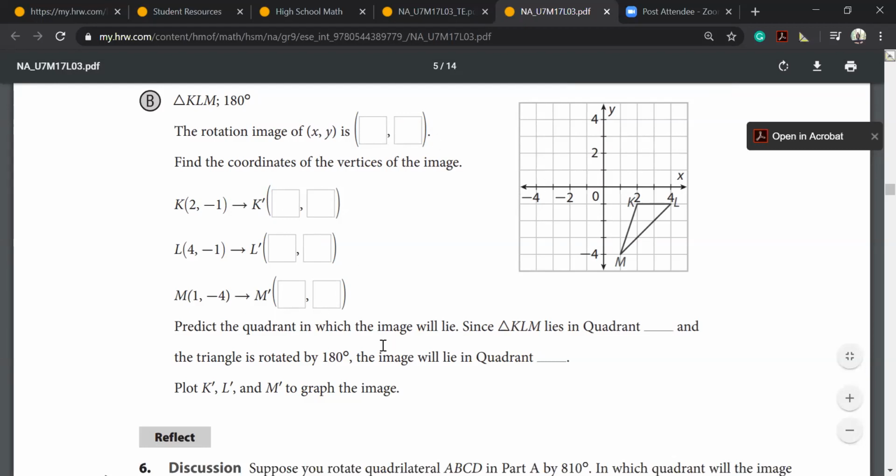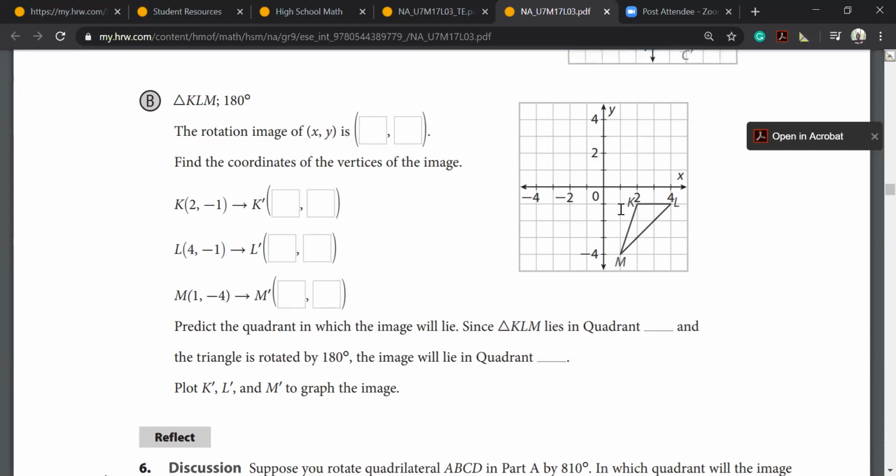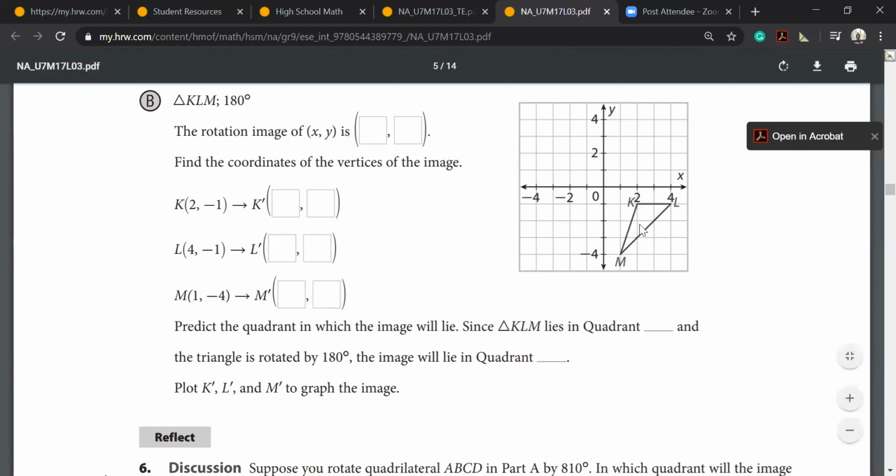Predict the quadrant in which the image will be. 180, girls. My object here is lying in quad 4. When it moves 180, how many quads should it move? Yes, it should move 2 quads. And we said clockwise or counterclockwise doesn't matter. Let's move clockwise. So let's move 2 quads. Quad 1, quad 2, so it will land in here. This is called quad 2. So here it will be quadrant 2.